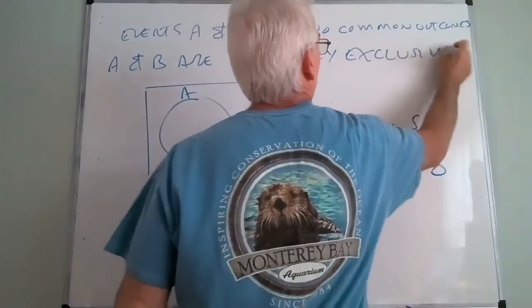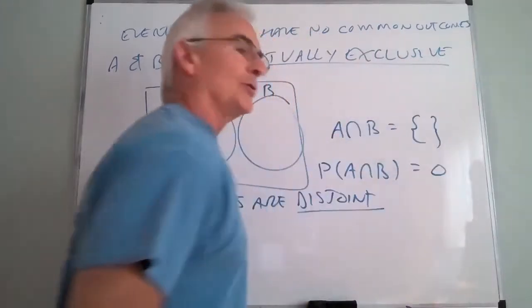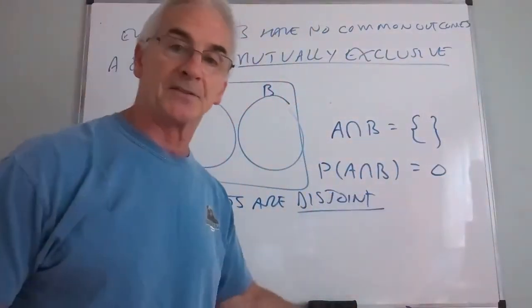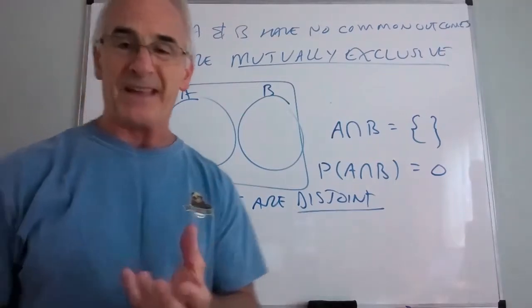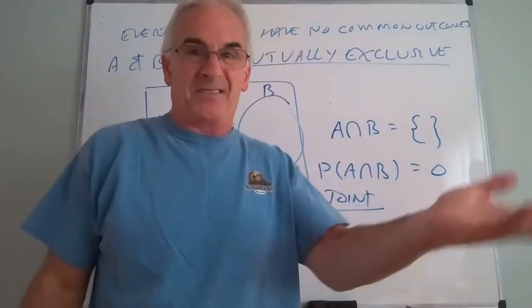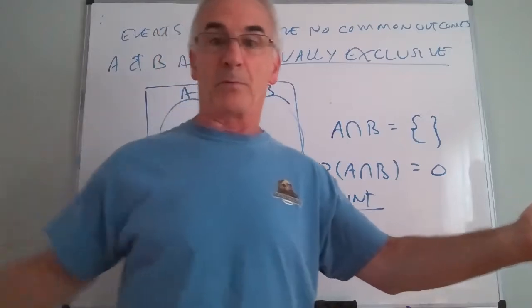Now, some of you may have heard that mutually exclusive events is the equivalent of disjoint sets. So why do we use different words? Because an event is a list of outcomes of a probability experiment. A set is just a set. It has nothing to do with probability.